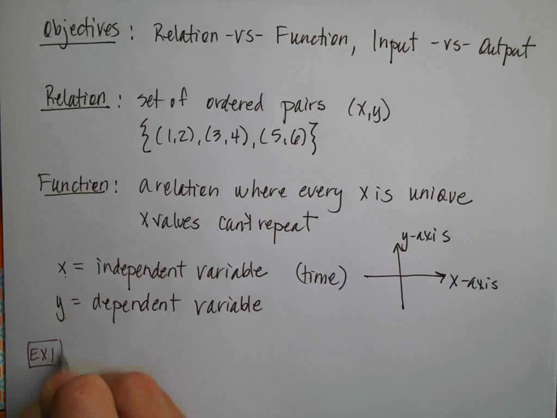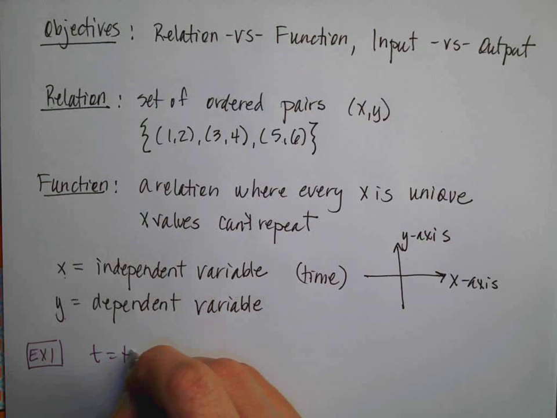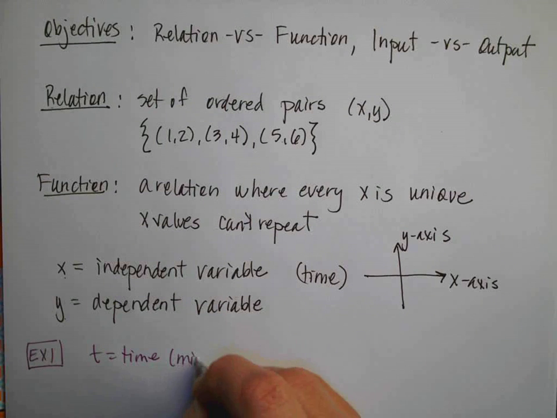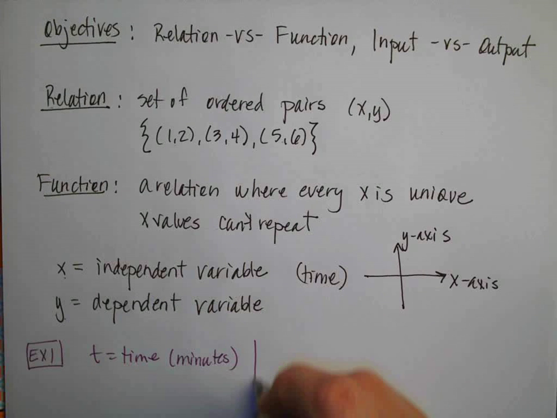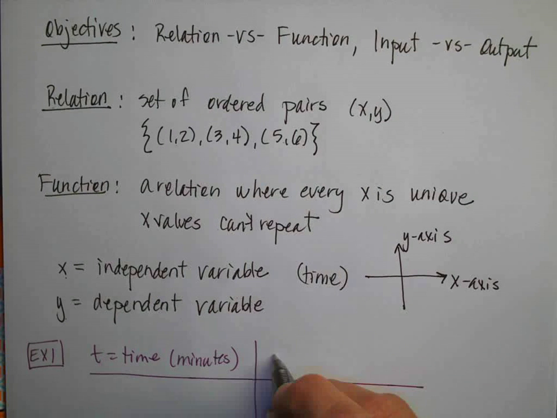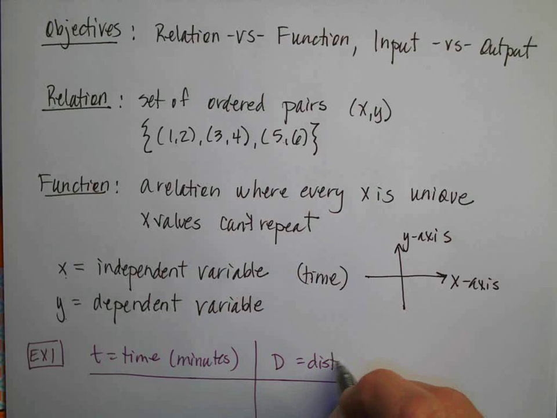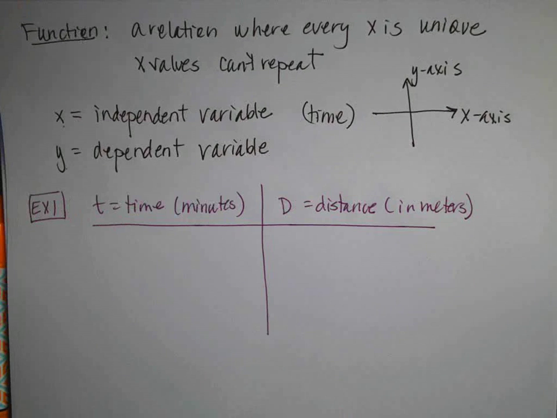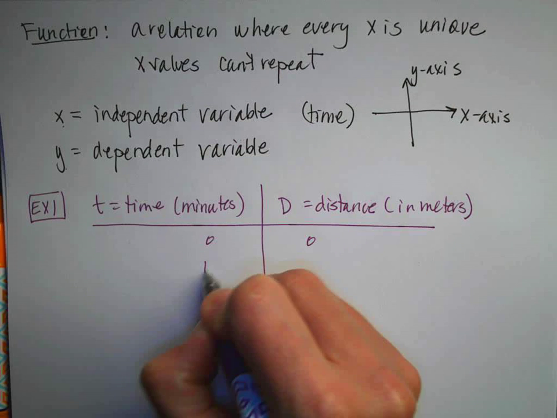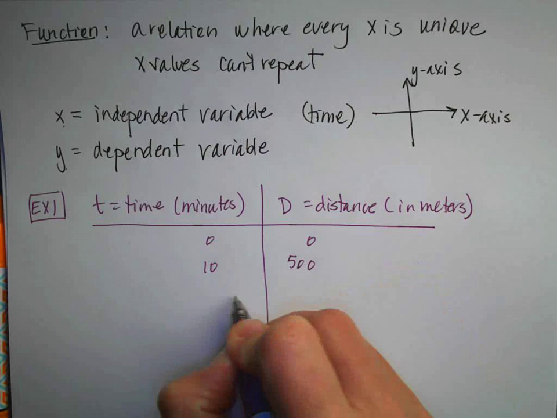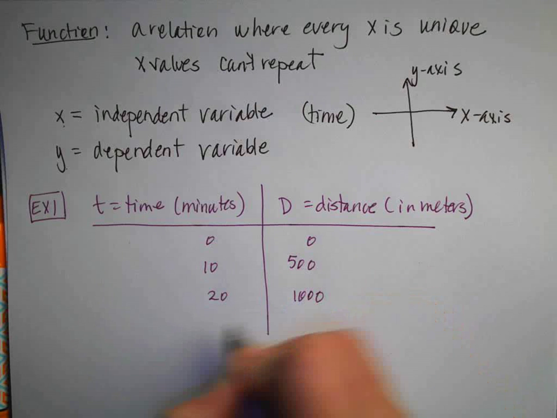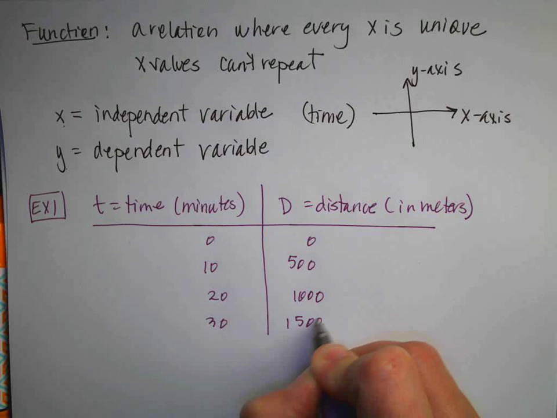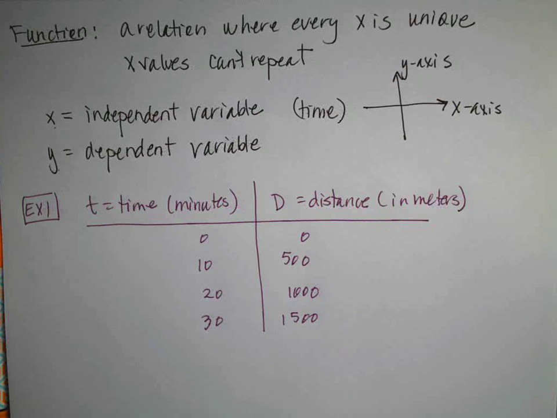Example number 1, we're going to be given t is equal to time, and it's going to be in minutes. They often include the units. And then I'm going to have a table, and d is going to be the distance, and it's going to be in meters. Okay? The values of my table are going to be 0 and 0, 10 and 500, 20 and 1,000, and 30 and 1,500. And yes, you would need to write this information down because if I write it, I tend to remember it.